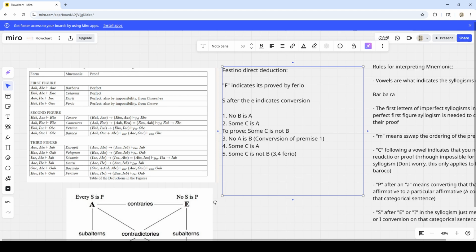Okay, and let's say we wanted to prove Festino via indirect proof, or proof through the impossible. The only reason why I'm doing both proofs is because, of course, Festino is obviously going to be proven via Ferio, but when I'm doing proof through the impossible, I just want to show you the methodology and how we do it. So Festino is no B is A, we can just literally put this down.